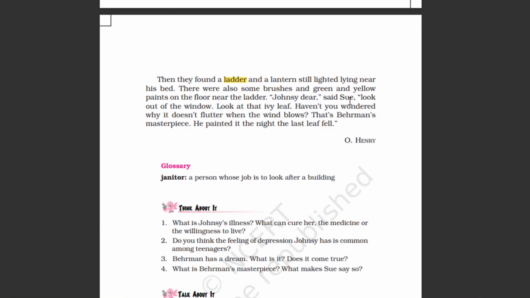Johnsy dear, said Sue, look out of the window. Look at that ivy leaf. Haven't you wondered why it doesn't flutter when the wind blows? Flutter means to flap, to spread. So what she said is, look Johnsy, look outside, this leaf does not flutter at all even in such a strong storm, it does not fly away. Why? Look at it carefully. That is Berman's masterpiece. He painted it the night the last leaf fell.